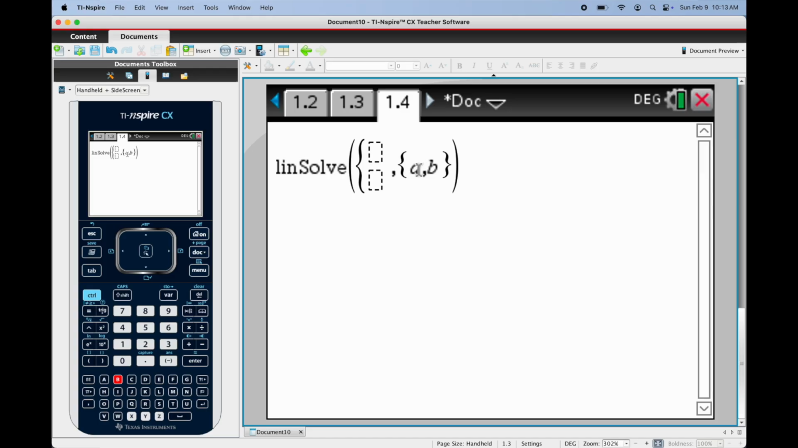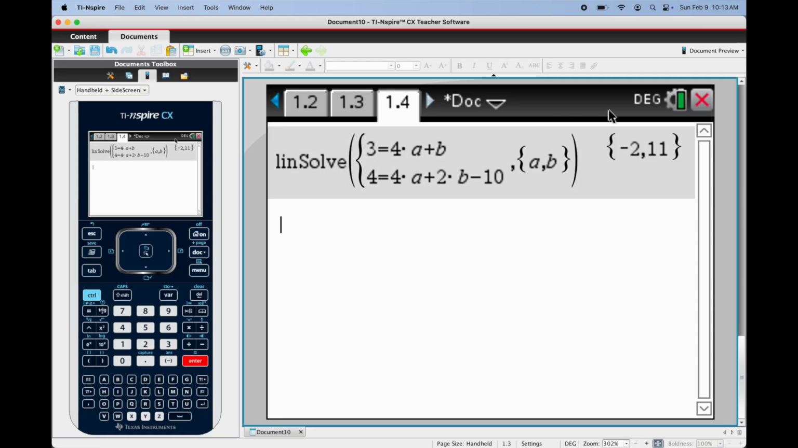The first one was 3 is equal to 4a plus b. And the second one was 4 is equal to 4a plus 2b minus 10. All right, let's make sure these are the same because we did a lot of work. Let's not have any errors now. All right, there it is.